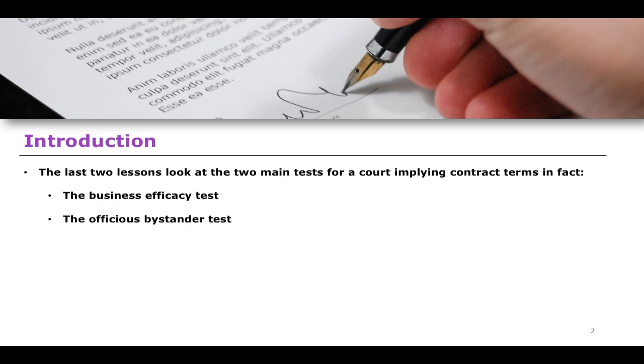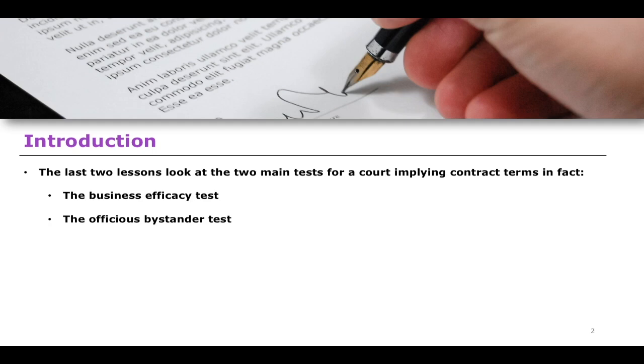We noted that these are the business efficacy test versus the officious bystander test. The business efficacy test refers to this idea of a term being efficacious for the business practice, such that it is almost necessary for that term to exist in that contract. If that is the case, whereas it is not actually expressly stated in the contract, it will be implied into the contract.